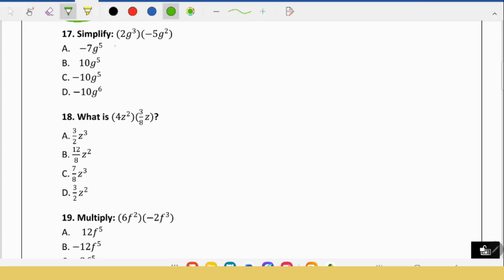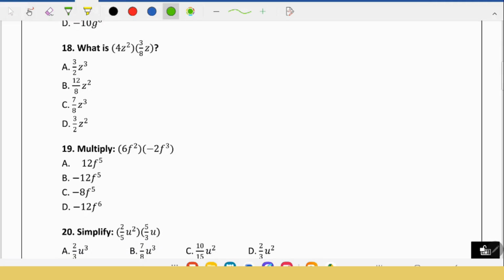I have next 2g cube times negative 5g square. So multiply the coefficient first. 5 times 2 is negative 10. G cube times g square is g5. Negative 10g5, which is option C.